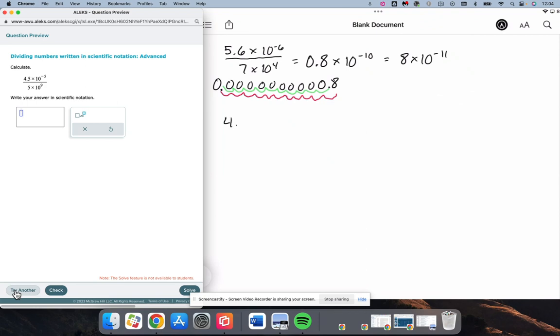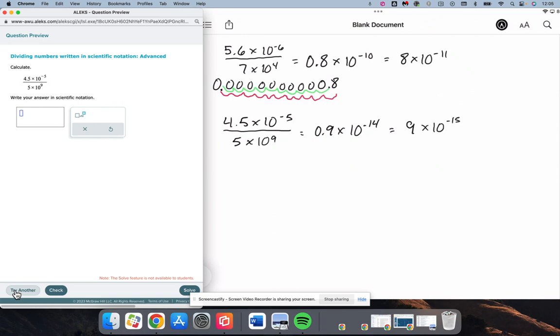So we've got 4.5 times 10 to the negative 5 over 5 times 10 to the ninth. And again, what we do when we divide stuff in scientific notation is we subtract the exponents and divide the whole numbers. And so we're going to get 4.5 divided by 5 is 0.9. Negative 5 minus 9 is going to be negative 14. And again, that's not written correctly in scientific notation. The correct answer, I believe, would be 9 times 10 to the negative 15.